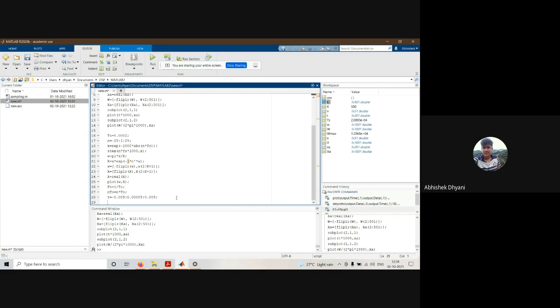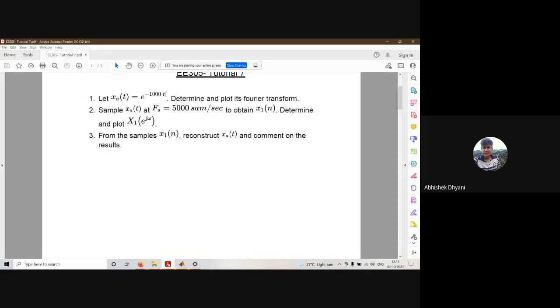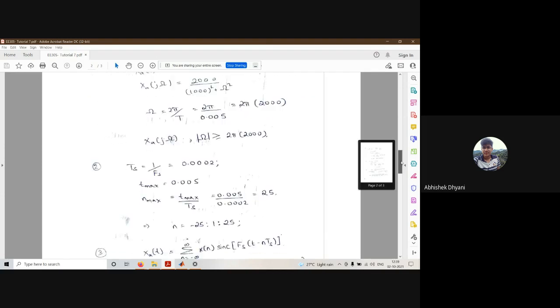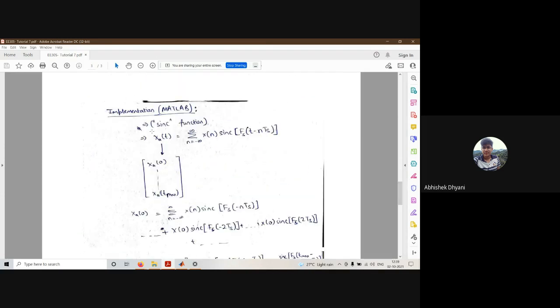Now, in order to do this reconstruction in MATLAB, I'll try to write out this equation, which is the ideal reconstruction. But now instead of having an infinite number of samples, I want to do it for a finite number of samples. That means that there will be some error between the signal which we obtain after reconstruction and the original signal. And because there are a finite number of these samples, I can actually do this by a vector matrix multiplication.